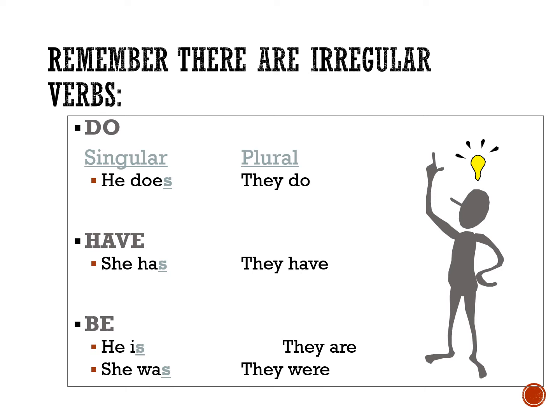And then for the auxiliary verb or be, it depends on the subject as well. He, she, it will use is for the present, while for the past we use was. They are. They were.